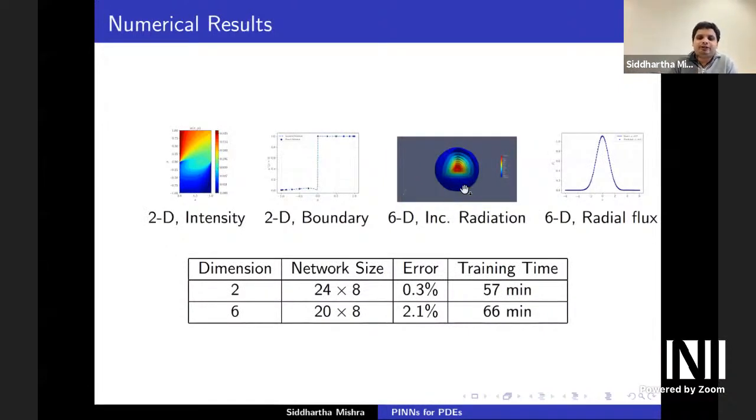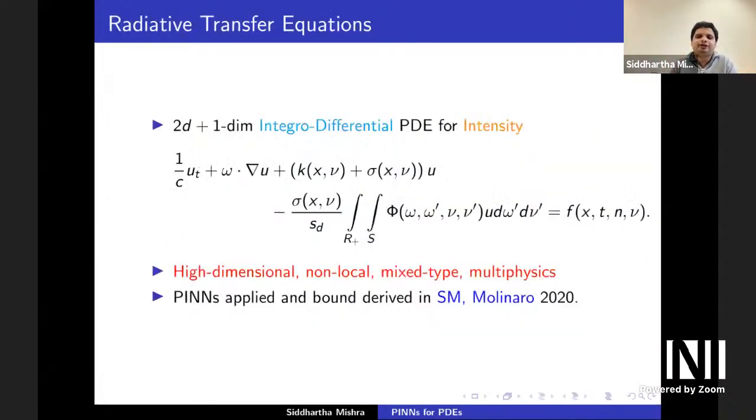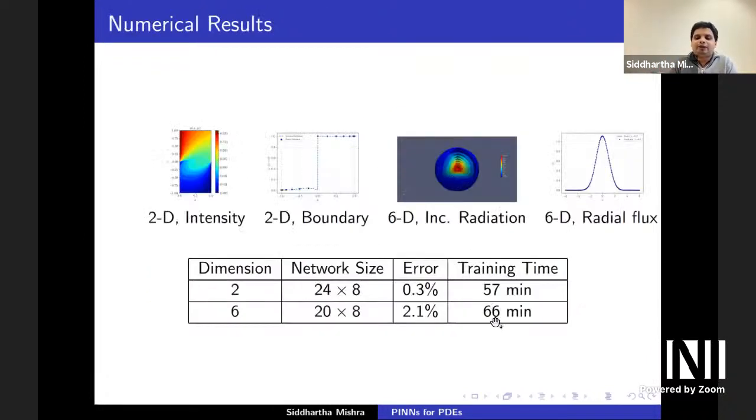So the point is we can solve a 6-dimensional problem. Here it's not 100 dimensions, just 6, but it's formidable. There is no representation formula, there is non-locality and so on. It takes us about 1 hour of training time on my GPU on my local computer, and the error is about 2%. This is a physically realistic example which comes about in astrophysics. So you can really solve these PDEs, for which it is difficult to generate supervised learning data, very quickly.